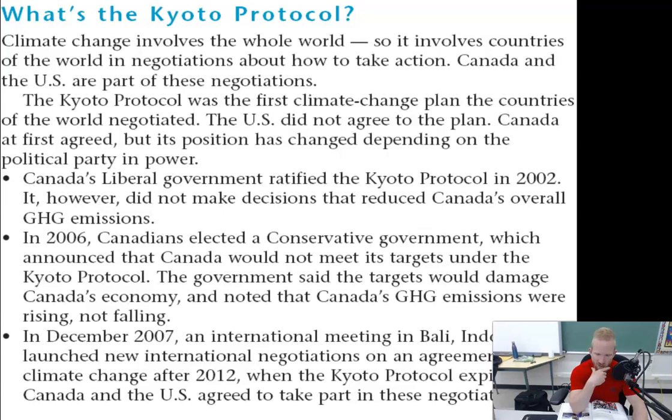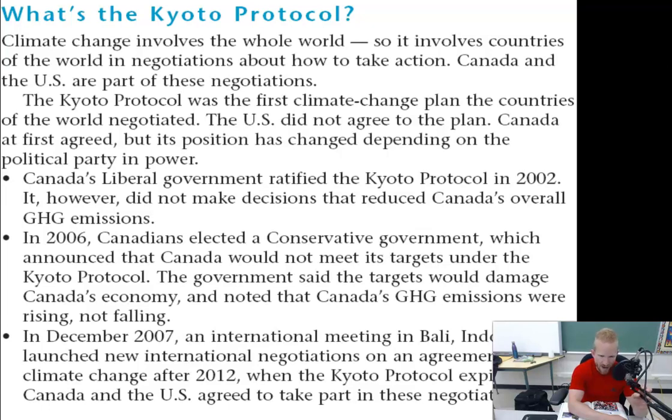So what exactly is the Kyoto Protocol? Climate change involves the whole world. So it involves countries of the world in negotiations about how to take action. Canada and the U.S. are part of these negotiations. The Kyoto Protocol was the first climate change plan the countries of the world negotiated. The U.S. did not agree with the plan. Canada at first agreed, but its position has changed depending on the political party in power.